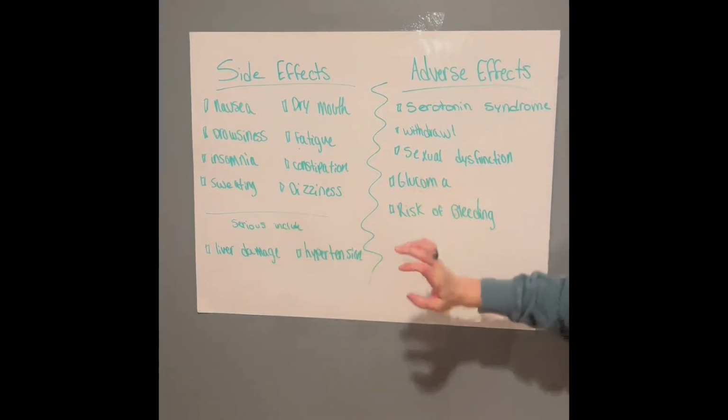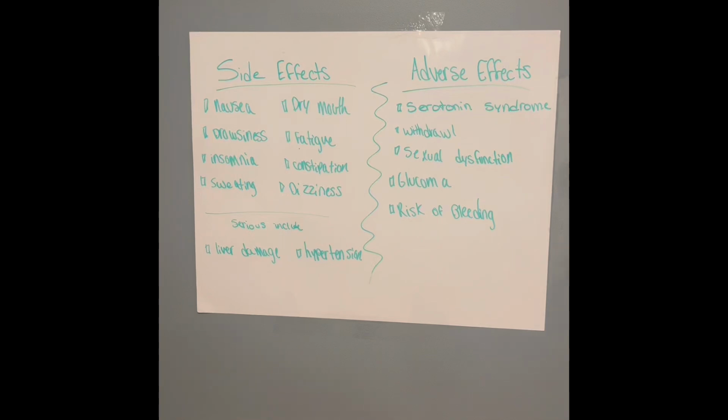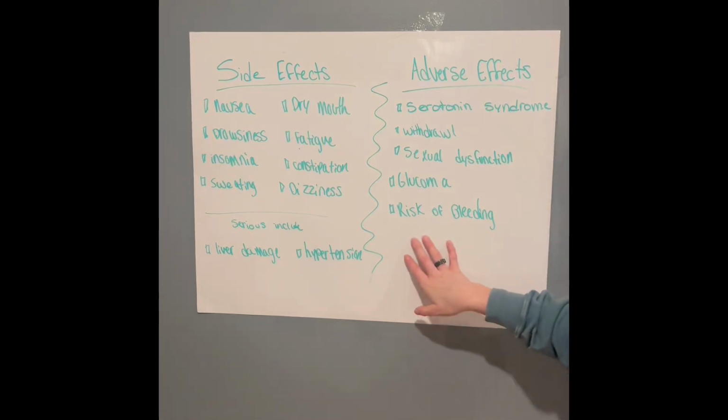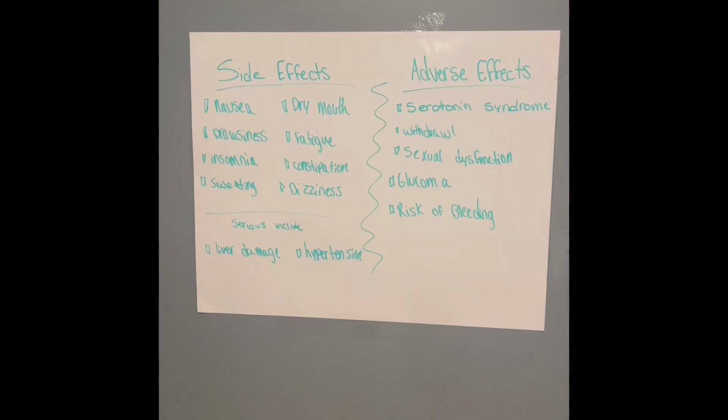A lot of drugs we know, risk for glaucoma, may increase intraocular pressure, as well as risk for bleeding when taken with anticoagulants or antiplatelet drugs.